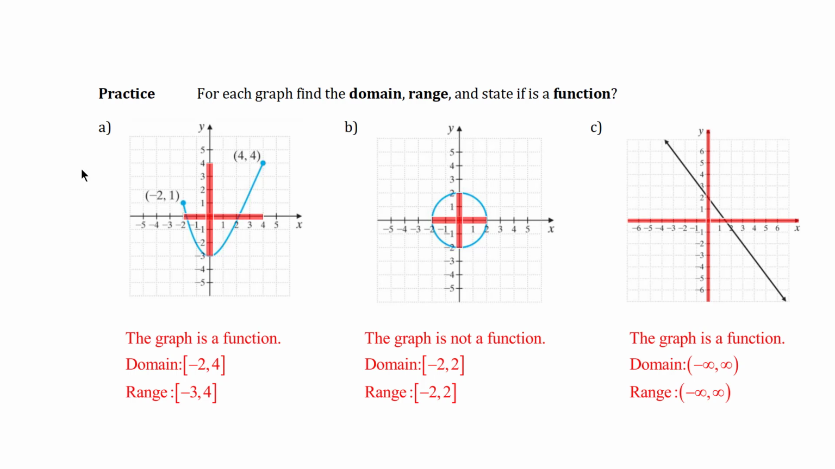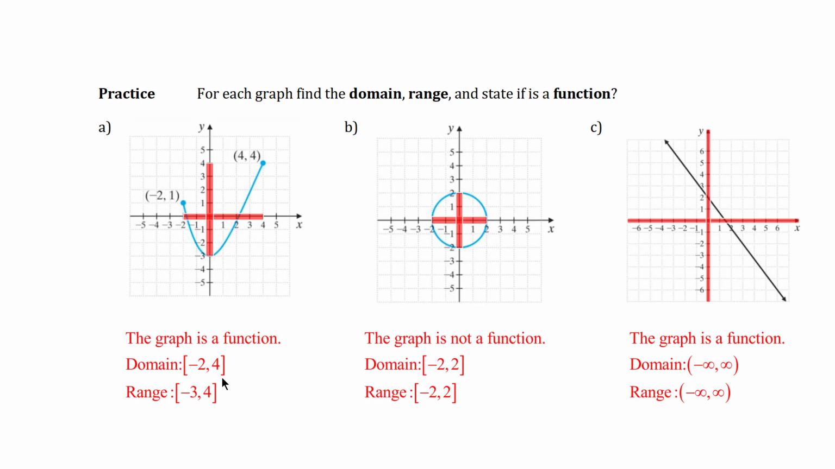Alright, so let's get started with part A. You could see that this graph would pass the vertical line test, so this graph is the graph of a function. For the domain, you could see that the smallest x value on the x-axis that this graph uses is -2, and the largest x value that it uses is +4. So our domain is written as bracket -2, 4, close bracket.